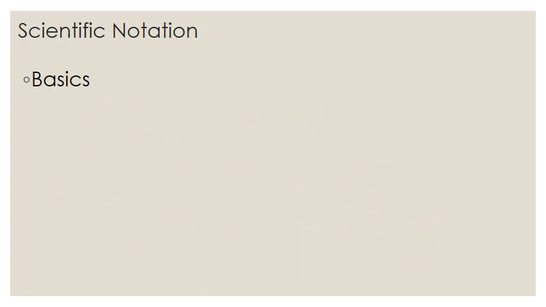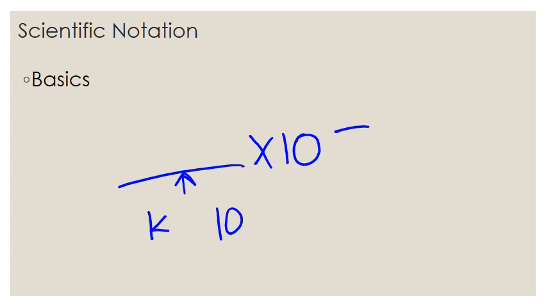All right, let's review scientific notation. So the basics of scientific notation is it's always going to have that times 10 with an exponent and a number out front. This number out front needs to always be between 1 and 10. It can't be 1 or 10. It's always going to be between those.